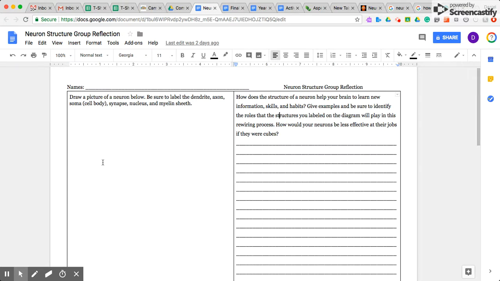So at this point, you should have labeled the structure of the neuron and then thought about what the job of that neuron is and how it connects up with the structures that you labeled right over here. If you have questions, you can always raise your hand, but I would recommend first asking your partner. I think that you'll get a lot more out of having a quick conversation with a peer rather than trying to get an answer out of a teacher.